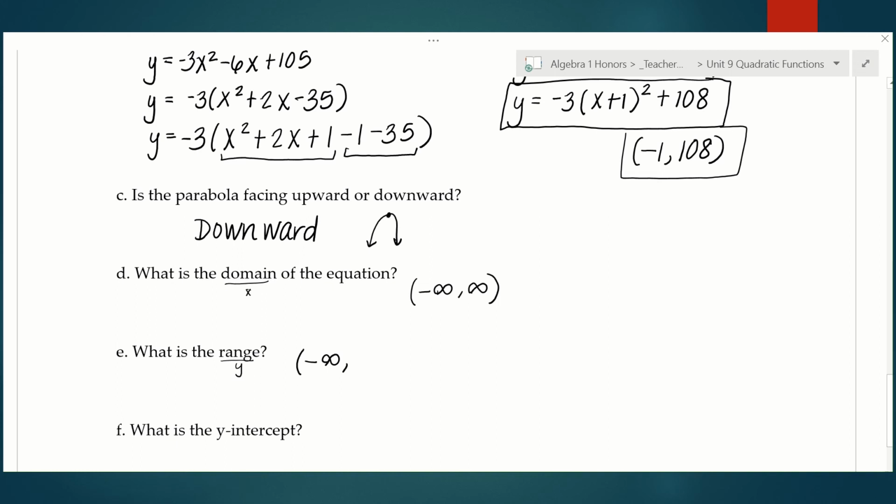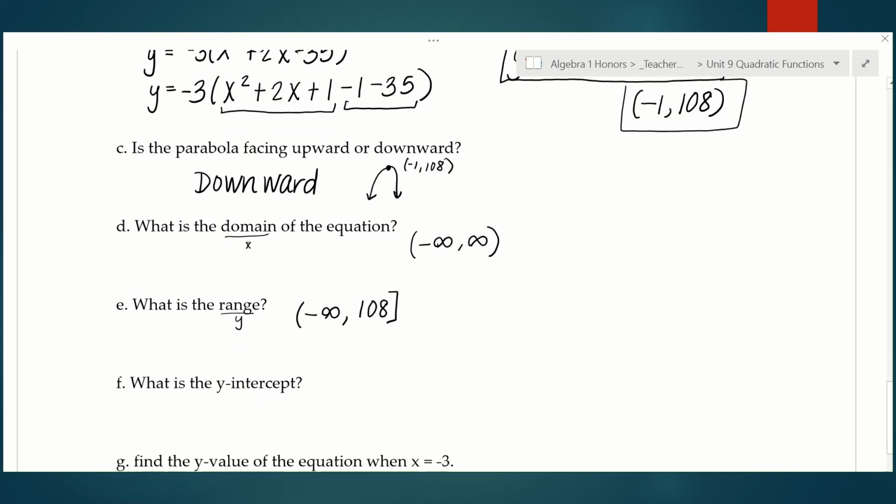So if you think about right there, that's our vertex, and looking back at part B, we identified that point to be -1, 108. So which coordinate do I use? I use the y-coordinate because it's the range. So the highest point on that parabola is 108, and we include it because it's an actual point on the parabola.